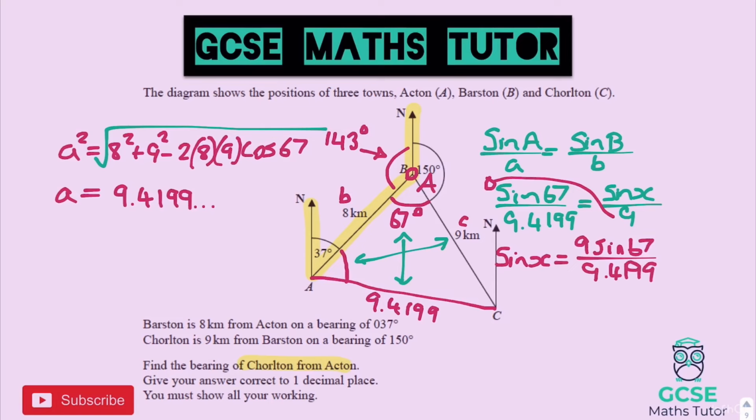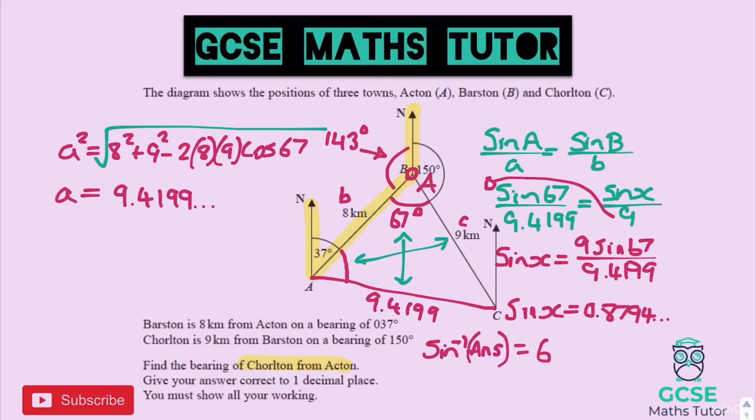Right, there we go. So let's work that out in the calculator. So we've got 9 sine 67 on the top and 9.4199 on the bottom. Right, so that tells us that sine x equals 0.8794, and a few more decimals. I'm not going to write them all down though, because obviously we're going to do the inverse of sine now. So sine minus 1 of the answer. There we go. So shift sine answer, close brackets, and there we go.